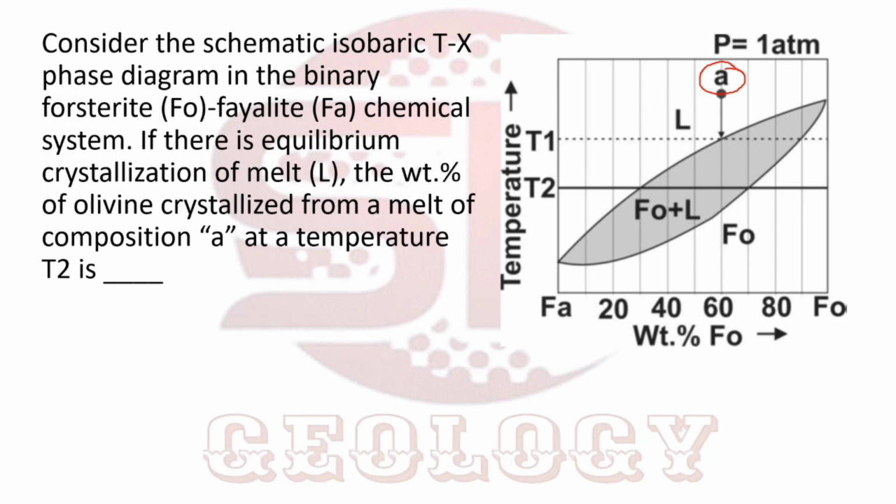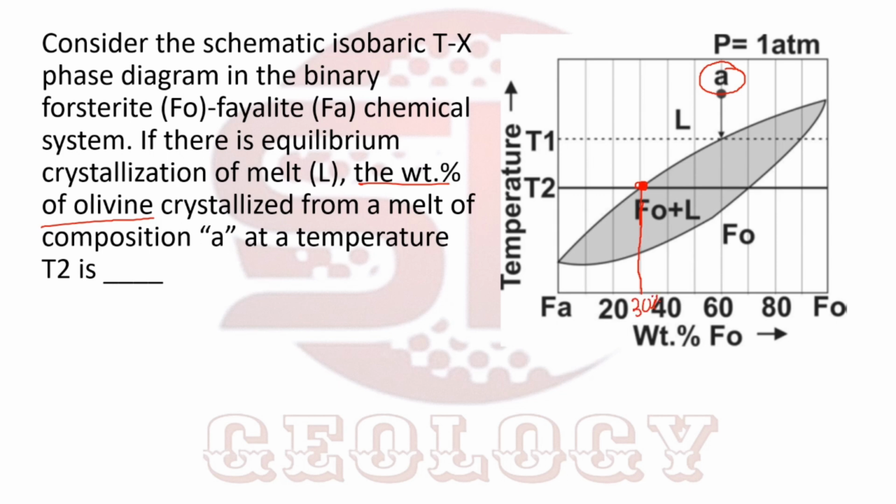When the composition A is at a temperature of T2, we have to calculate the weight percentage of olivine. That means the weight percentage of solid when the composition reaches temperature T2 at this point. So at this point the liquid composition is 30% forsterite. At this point it is 30% forsterite.